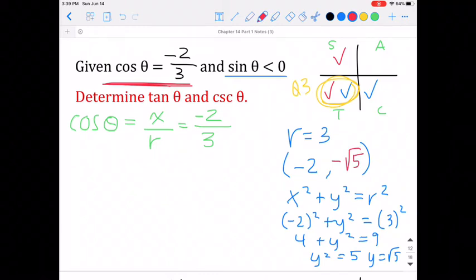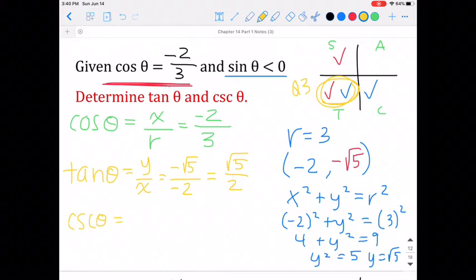So now I have my r, I have x and y, and we can determine the missing functions. So we're looking for tangent of theta. Tangent of theta is equal to y over x. So that's going to be negative radical 5 over negative 2. Negative over negative becomes positive, so we have radical 5 over 2. For cosecant of theta, remember cosecant is the reciprocal of sine, so that's going to be r over y. R is 3 over y is negative radical 5.